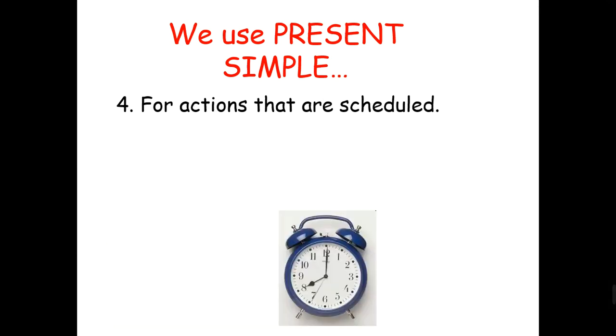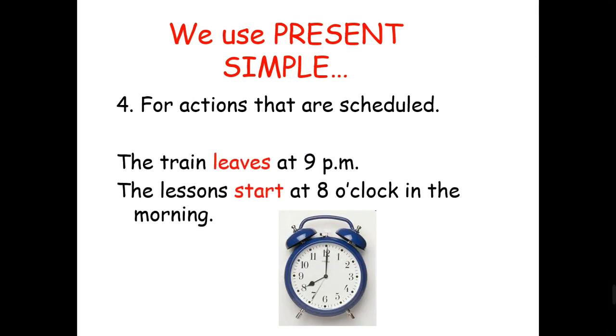The fourth and last usage for the present simple is for actions that are scheduled. For any schedule, we use the present simple, like trains, like the timings of planes, like the schedule or the timetable of your sessions at school, and so on. Here is an example. The train leaves at 9 p.m. This is something scheduled, so we express it using the present simple. Another example is the lessons start at 8 o'clock in the morning. Again, this is scheduled and we have a timetable for these appointments. That's why we use the present simple with it.